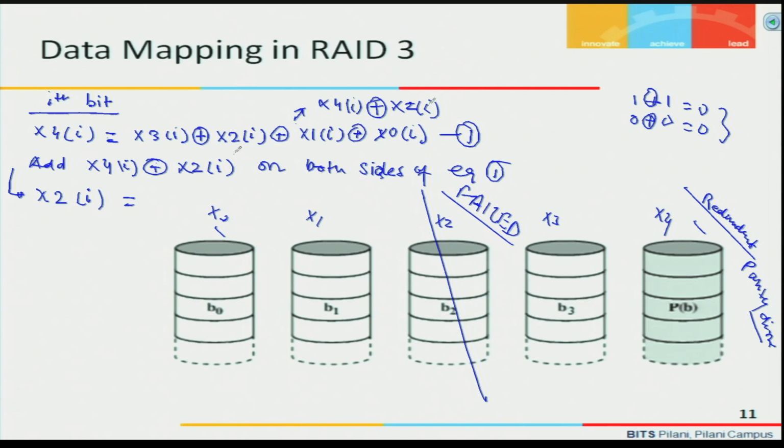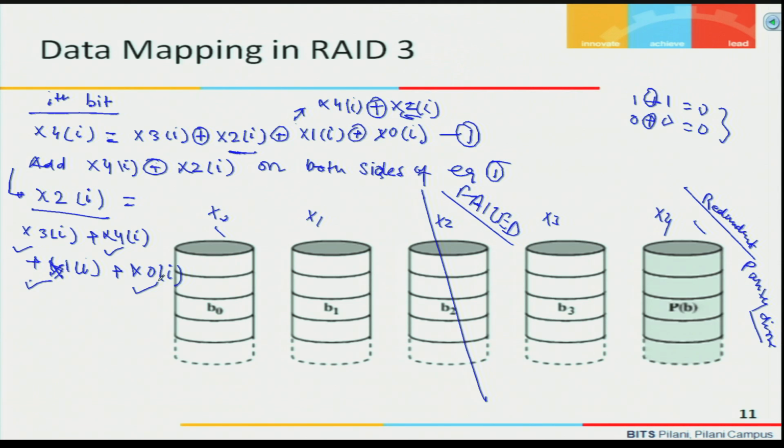So, on this right side X2I and X2I will be nullified and you will get X3I, X4I, X1I plus X0I. Now, because X2 has failed, you do not have any information related to X2. So, X2 you can calculate by adding X3I, X4I, X1I and X0I, that is all you have.